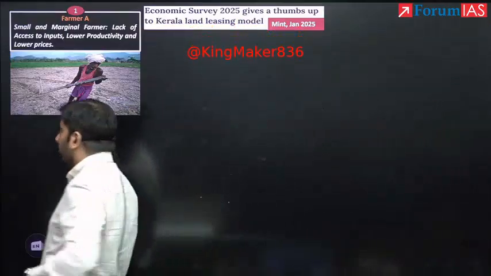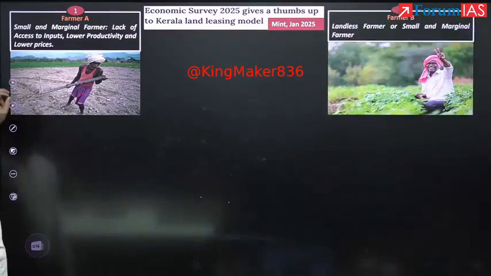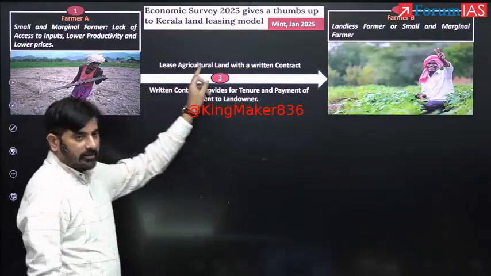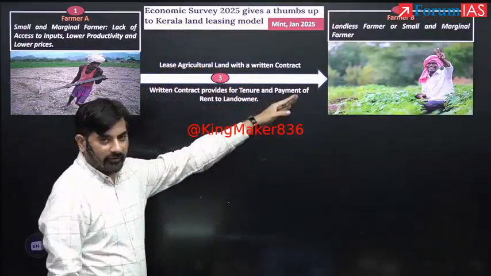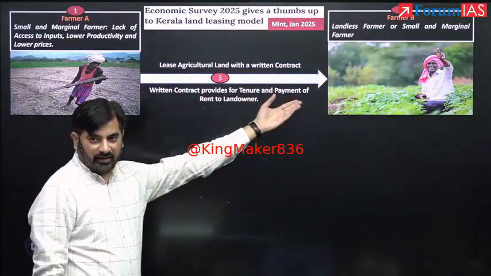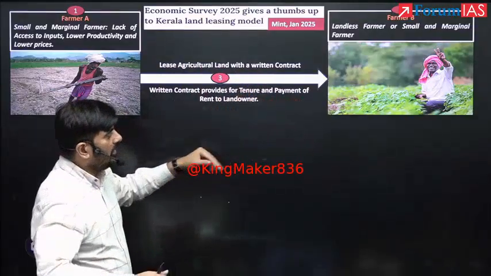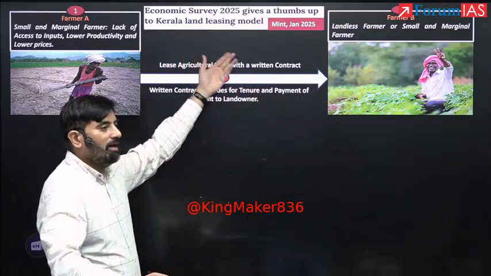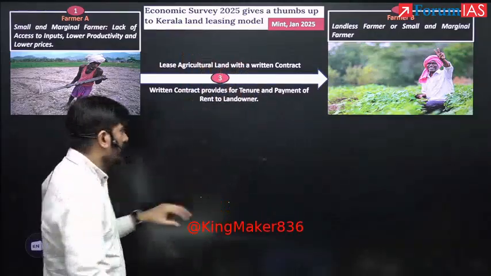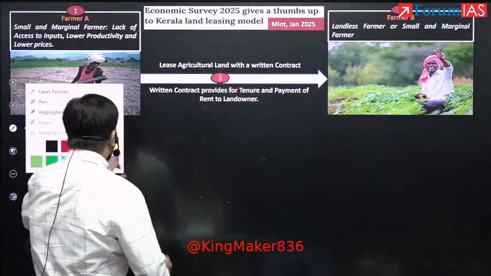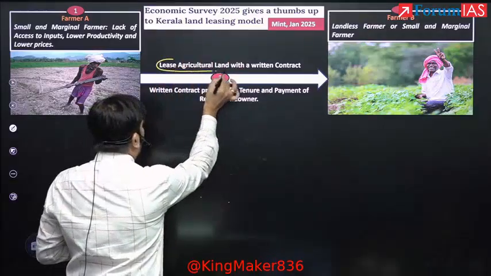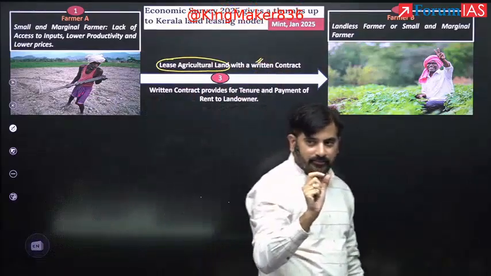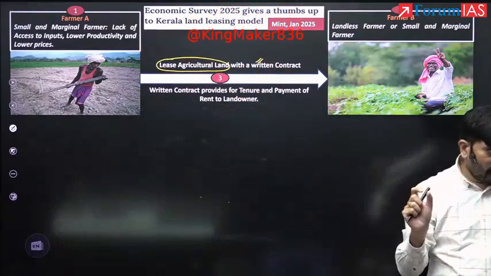What can this farmer do now? He can lease agricultural land to another farmer. Think of who that farmer is. That farmer could be another small and marginal farmer, or he could even be a landless farmer who does not own land. But when this leasing takes place, it takes place with what? A written contract. Remember, we discussed tenancy reforms.